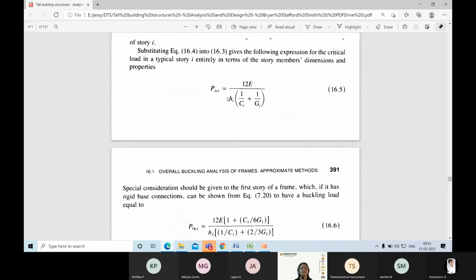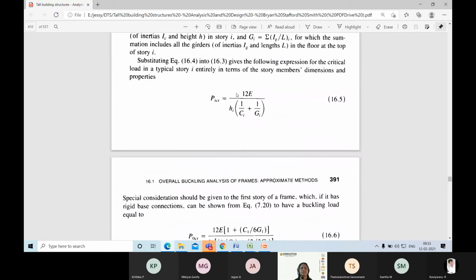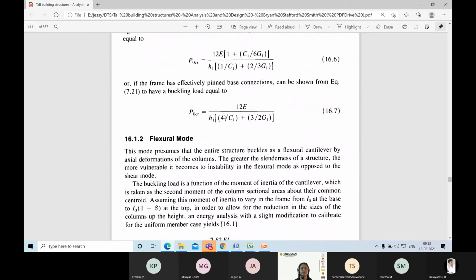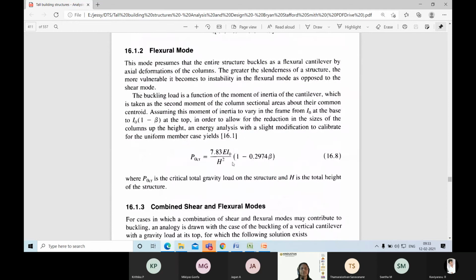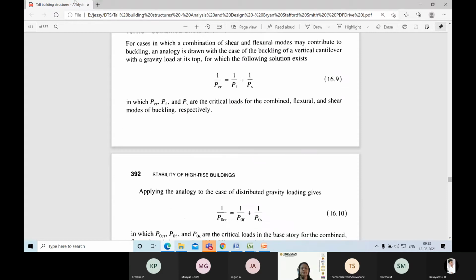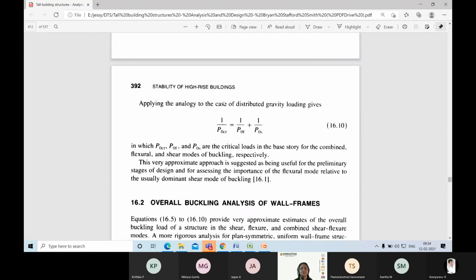And this is the shear mode. Now clearly there is a flexural mode too, and how the calculations are done, I am not going to explain all these things. You just need to understand the buckling is mainly due to flexure, shear and combined modes of failure. The combined mode is 1 by PCR equals 1 by flexure plus 1 by shear. This is how you find the crippling load for a rigid frame structure in the combined mode. Clear?